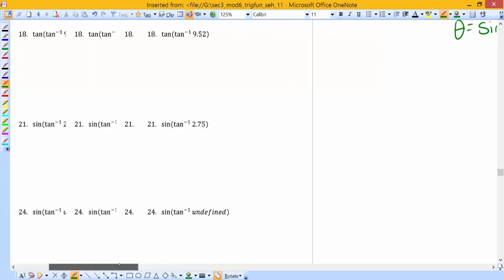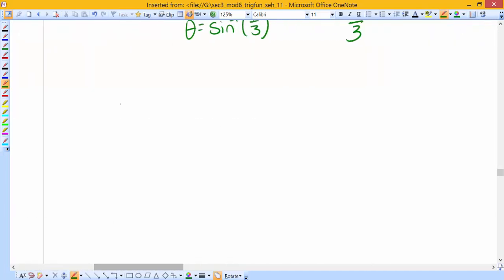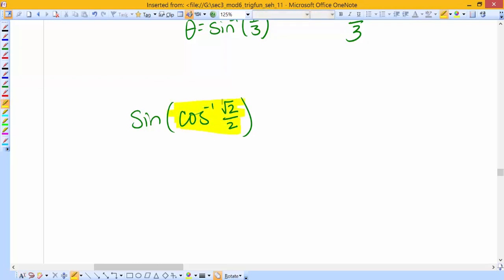I'll help you. We'll do a couple right now. You might need to watch this a couple of times before it really sinks in. So let's say we have sine cosine inverse root 2 over 2. Root 2 over 2 is on my unit circle. You want to start with the inside.